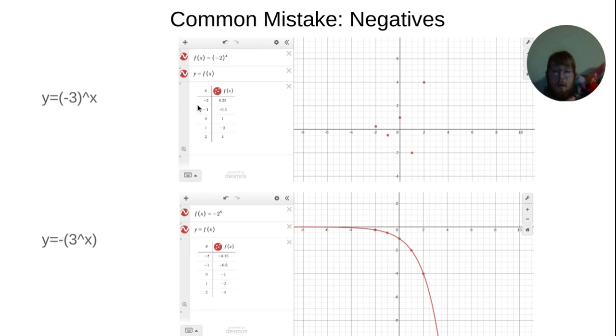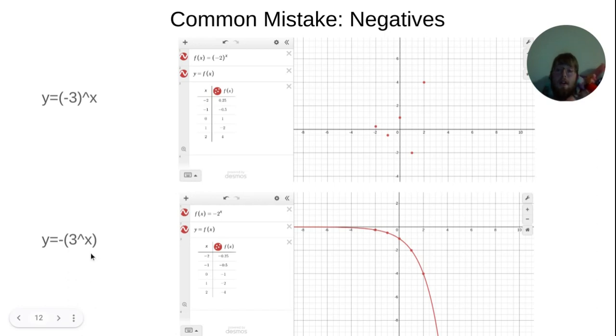And this we can recognize by plugging points into our table. -2 gives us 1/4, or 0.25. -1 gives us -1/2, or -0.5. 0 gives us 1. 1 gives us -2. And 2 gives us 4. So this follows that wild up and down pattern that I was talking about.